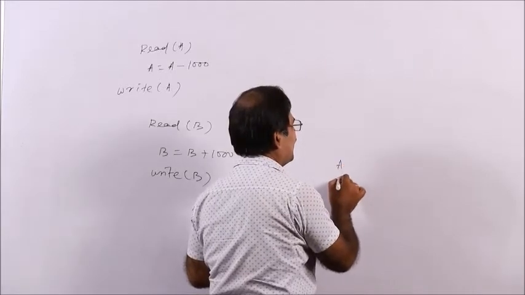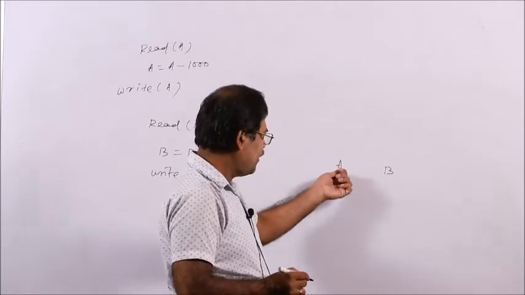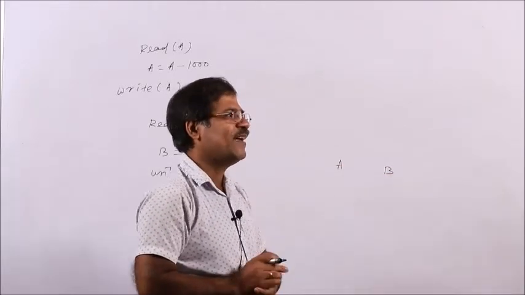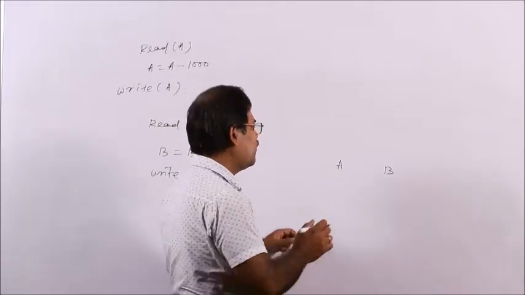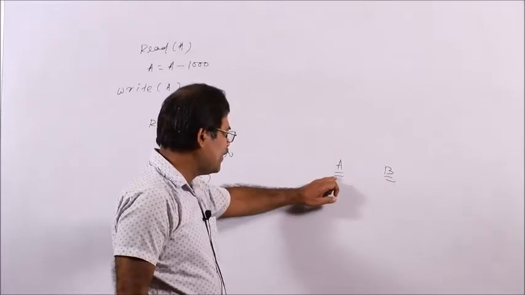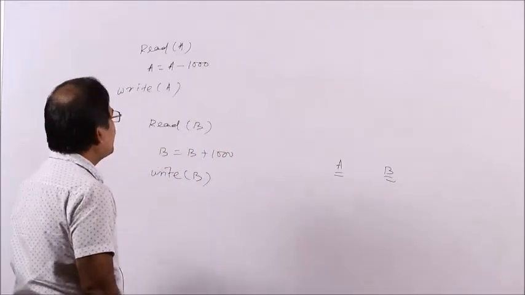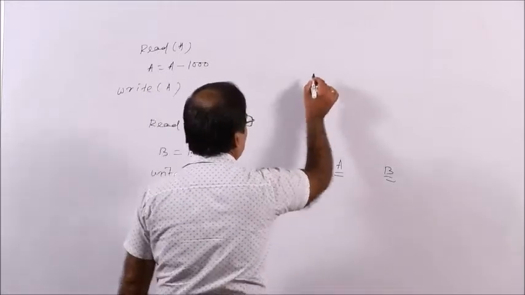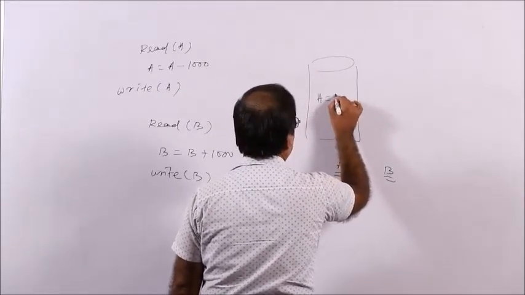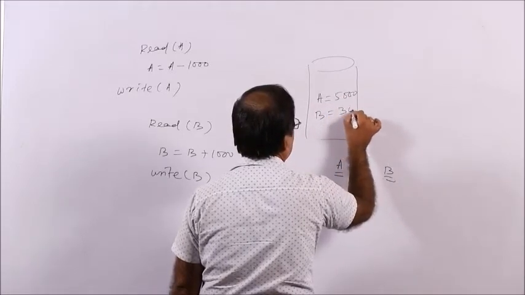Suppose A is one account in SBI, another account may be in Axis Bank. I want to withdraw some amount from my SBI account and deposit it in my Axis Bank account. So that means withdraw from here and deposit in another account. Withdraw 1000 from this and deposit 1000 in account B. Suppose the initial values are both in a server. So A is equal to 5000 rupees. What is B? B, let it be 3000 rupees.